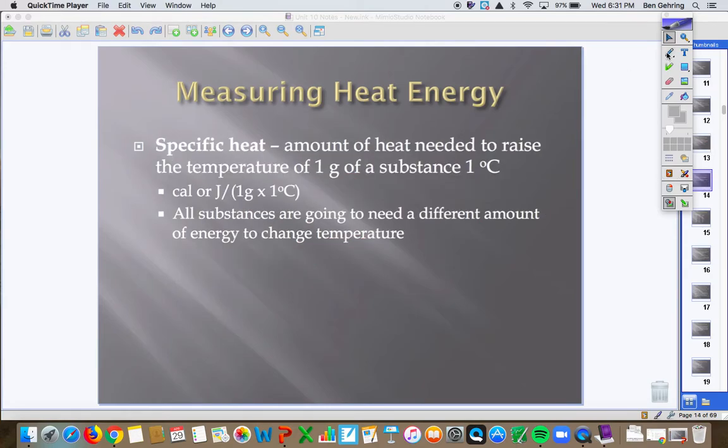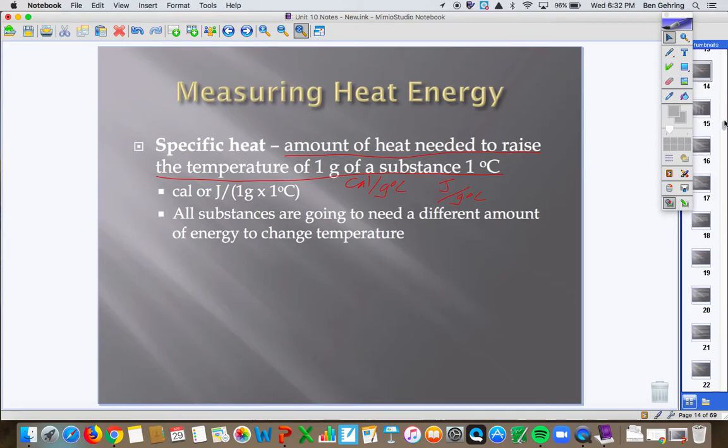If we're talking specific heat, instead of just regular heat, this is the amount of heat, the amount of energy, needed to raise the temperature of 1 gram of any substance by 1 degree Celsius. Units are going to be either calories per gram degree Celsius or joules per gram degree Celsius. Your substances are going to need different amounts of energy to change temperature. And that's what makes different substances unique and useful and not useful in other cases.